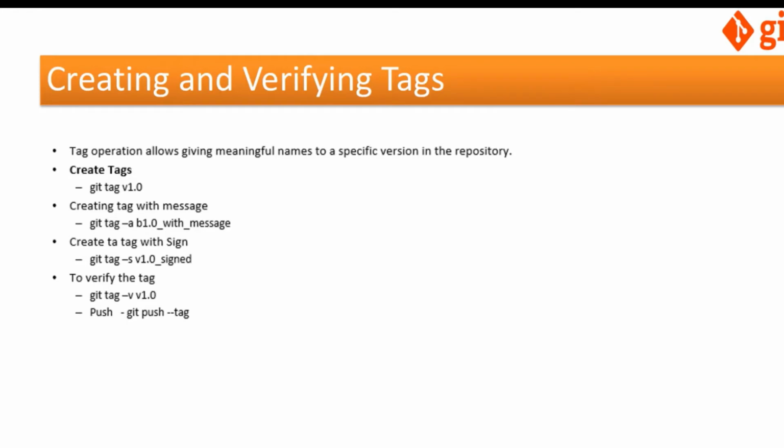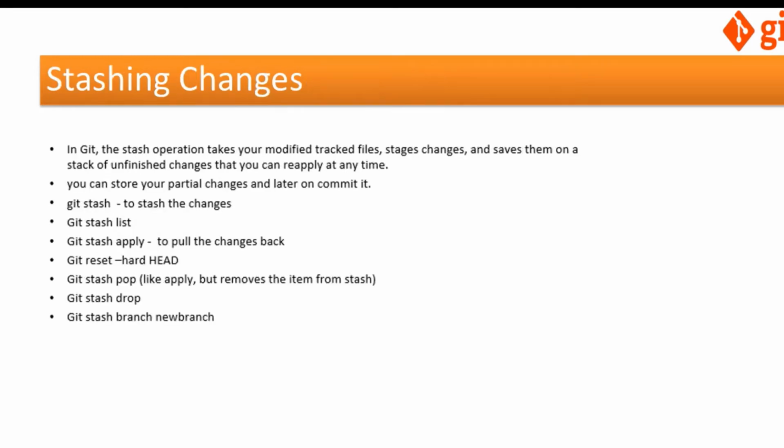To create a tag, you just perform git tag and the version. Git tag with a message: we can create it with git tag -a, let's say v1.0, with a message. Git tag with a signature: we can create a signed tag as well. To verify the tag, we can do git tag -v and the name of the tag we have created. We can push it with git push --tags as well.